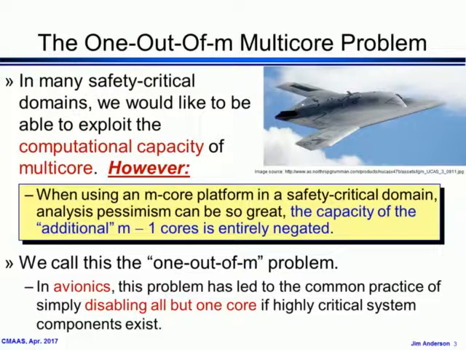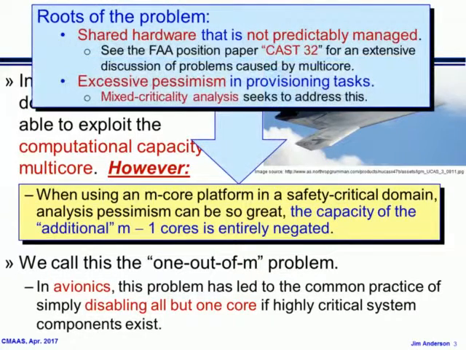And this has led to the common practice that we heard about earlier in avionics of simply disabling all but 1 core, which for me personally is not a very exciting resource allocation policy. In terms of the roots of this problem, we've seen today that much of this has to do with shared hard resources that are not predictably managed. So I'll talk a little bit about that in the context of our solution. That's one attempt that the academic community has made towards trying to address this problem.